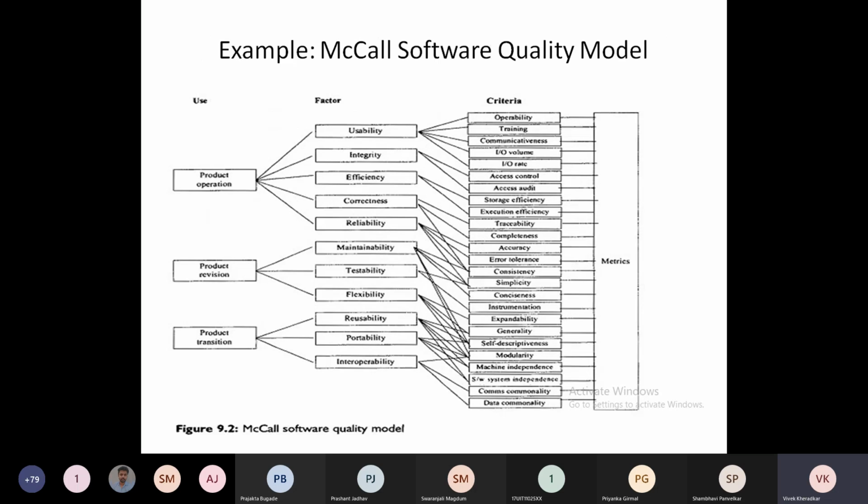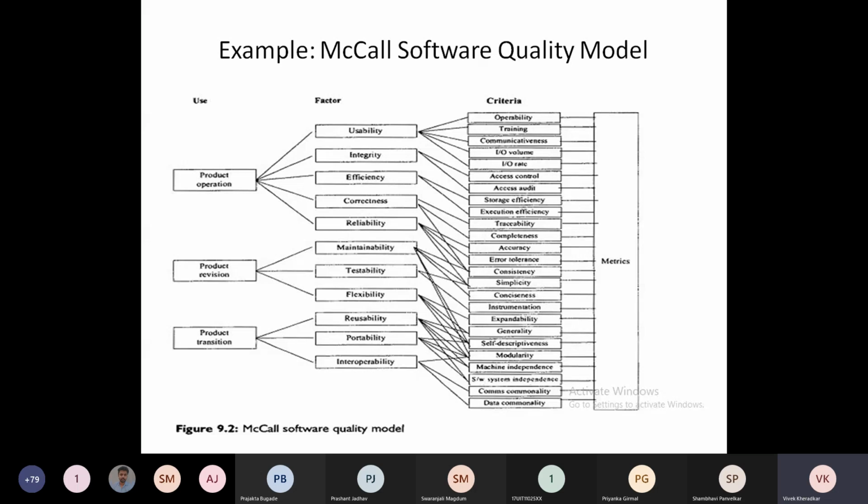Second is the McCall software quality model. Again, it is based on decomposition. At the highest level is the use, which is the user's point of view. I want to measure the product operation, product revision, or product transition by which I want to measure the McCall model. Then these uses depend upon the main key factors. So what are the quality factors? The quality factors are the high-level factors by which we can measure the software quality.